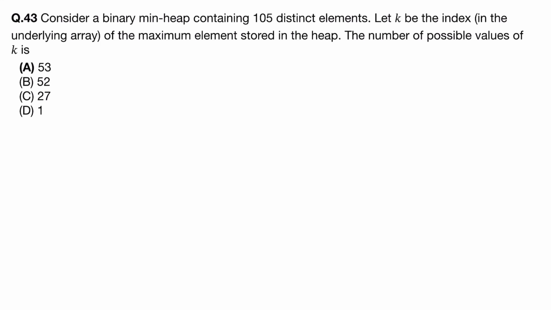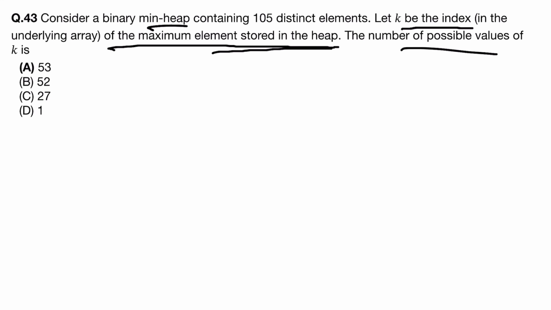Next, consider a binary min heap containing 105 distinct elements. Let k be the index in the underlying array of the maximum element stored in the heap. The number of possible values of k? So let k be the index of the maximum element stored in the heap. Min heap, so for a min heap the maximum element will not be in the root.